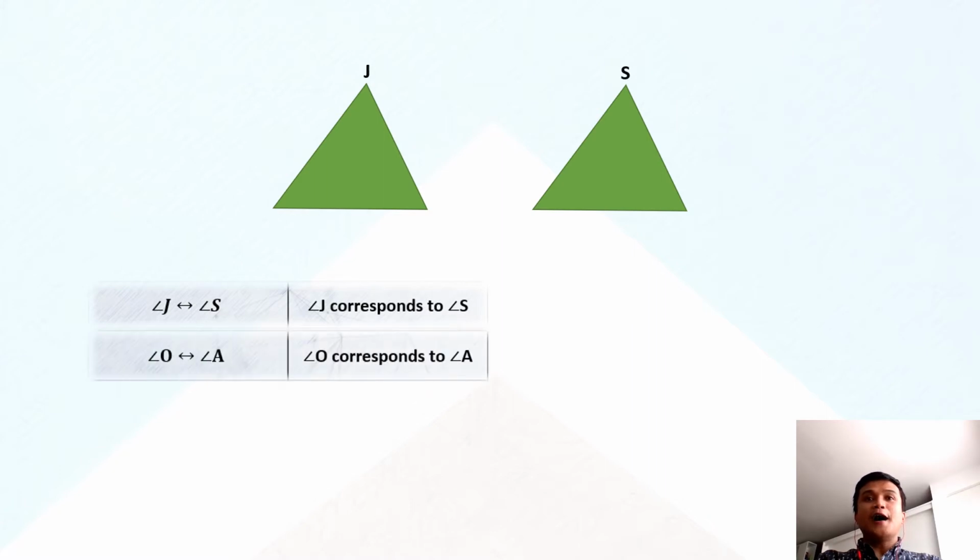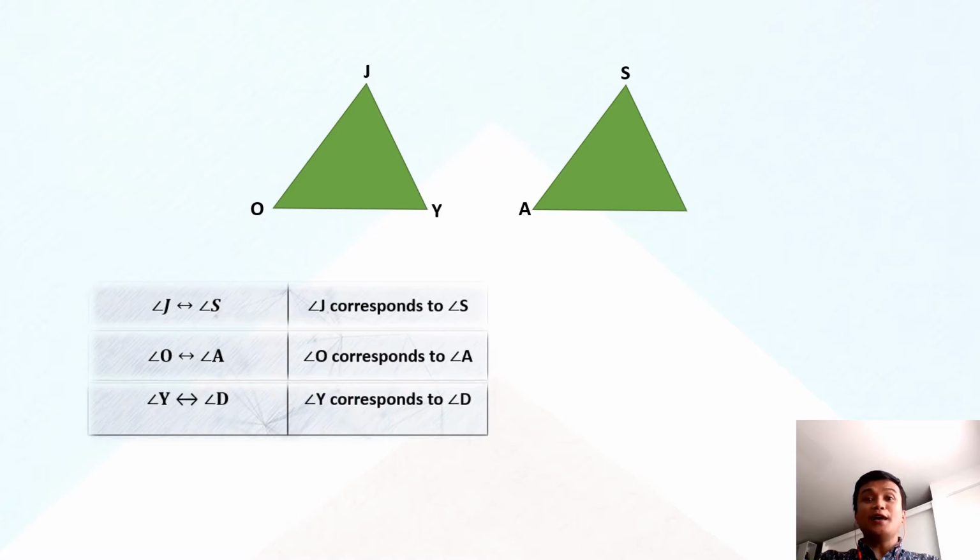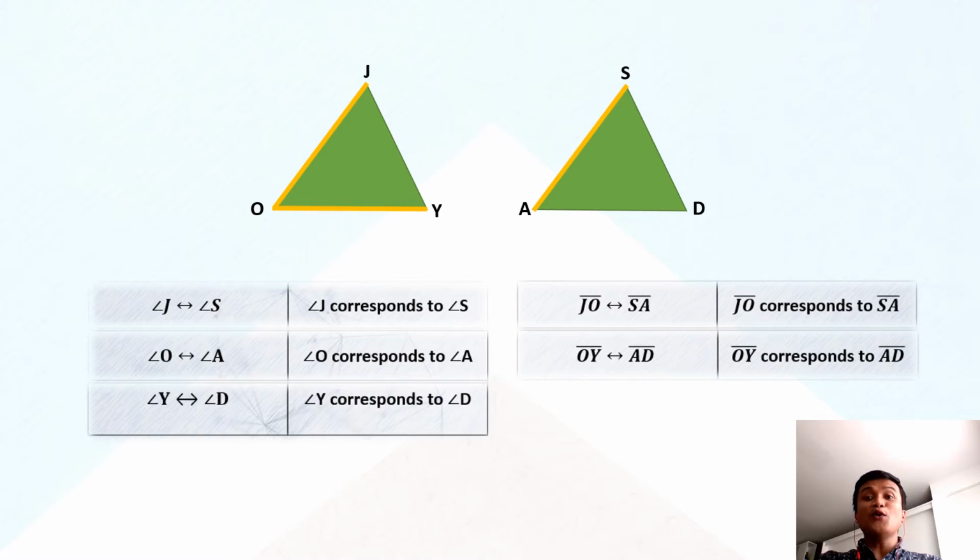We can also say that angle J corresponds to angle S. Angle O corresponds to angle A. Angle Y corresponds to angle D. We can also say that segment JO corresponds to segment SA. Segment OY corresponds to segment AD. And segment JY corresponds to segment SD. Corresponding angles and corresponding sides are parts of congruent triangles.